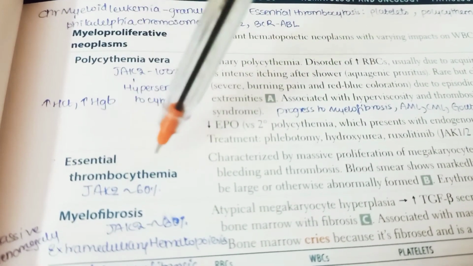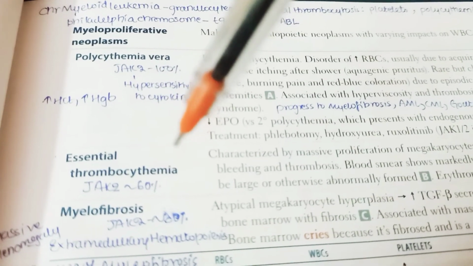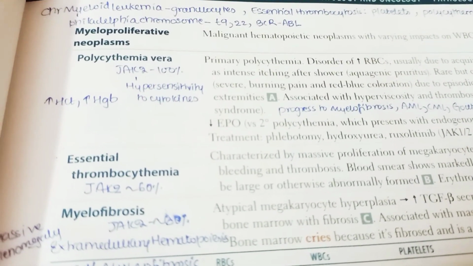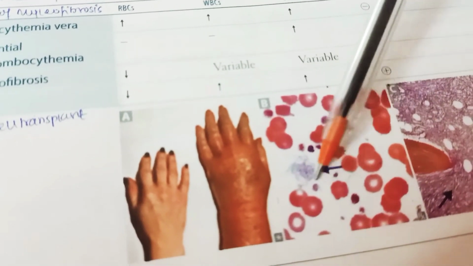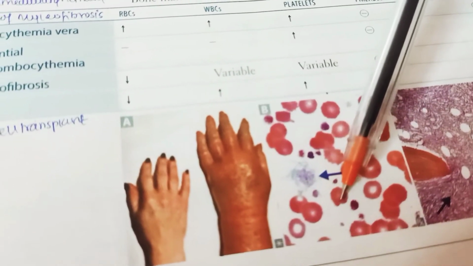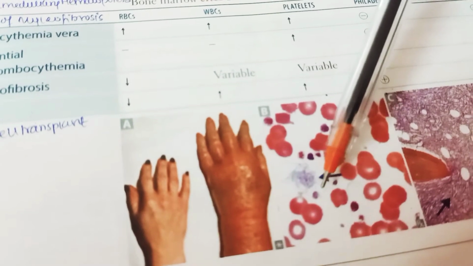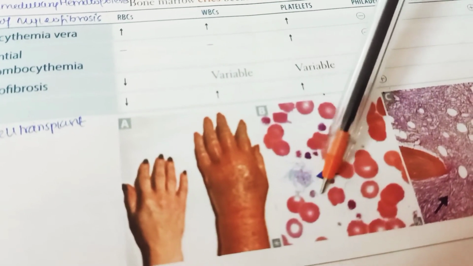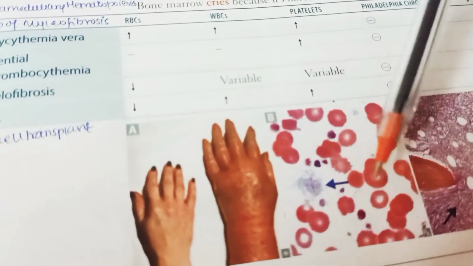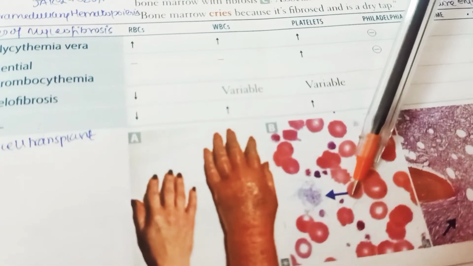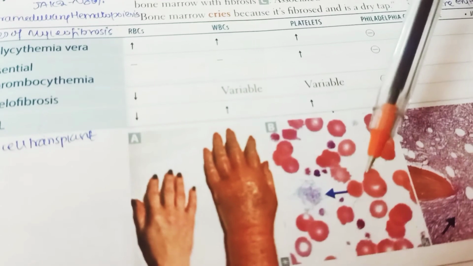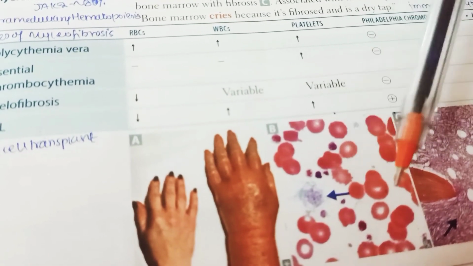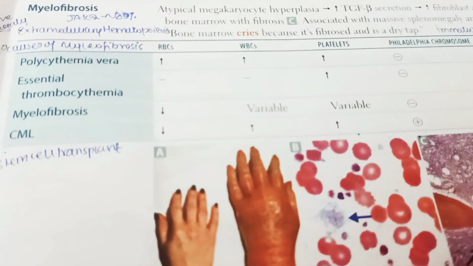Essential thrombocythemia means thrombocytes are increased, especially platelets. Here also there is a JAK2 mutation. In this diagram, you can see this is actually a massive proliferation of megakaryocytes. That is a blood smear showing an increased number of platelets, large or abnormally formed platelets. These are the abnormally formed platelets. So because of this essential thrombocythemia, there may be bleeding if the platelets are dropped. There may be thrombosis if the platelets are more.